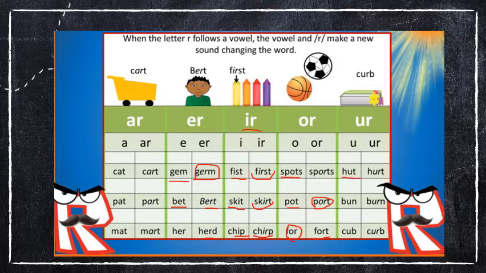Hot, hurt. You see, we didn't say heart, no, we said hurt. Hot, hurt. Bun, burn. Cub, curb. You see now how the letter R changes the sound of the vowel letter?